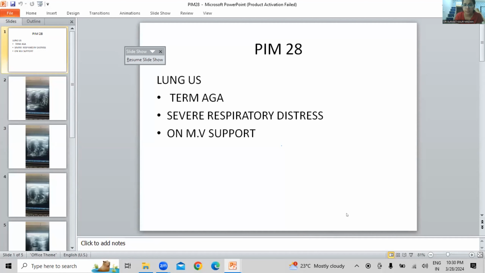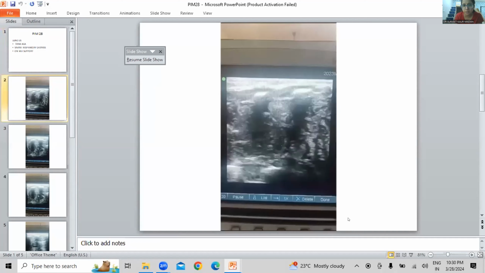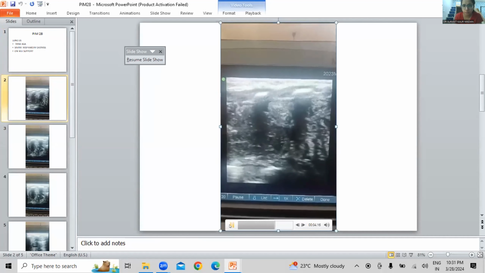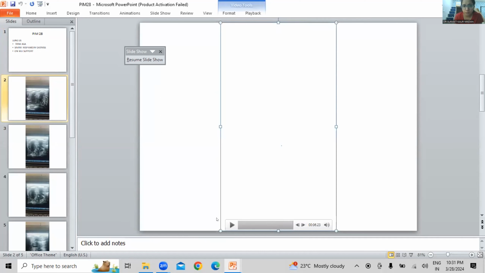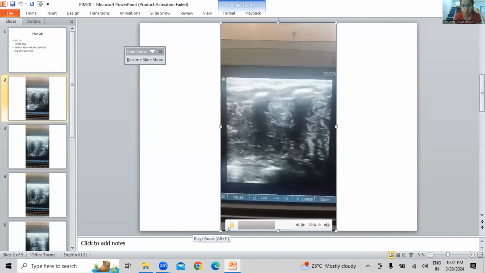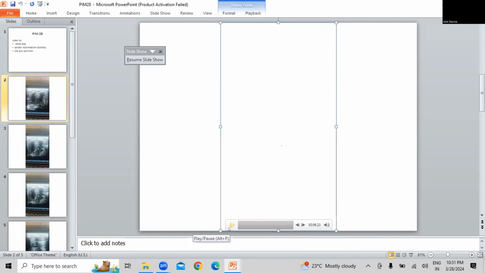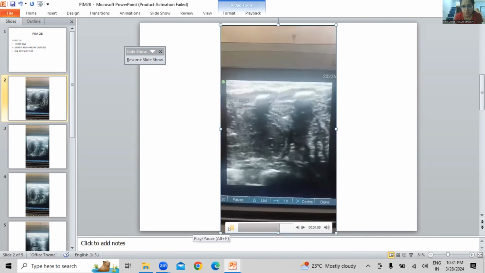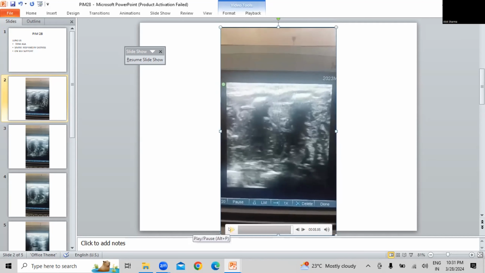This is another baby. It's a term AGA baby presented with severe respiratory distress. So as the baby had low saturations, we had to intubate the baby and put on a conventional mechanical ventilator. So I thought of doing a lung ultrasound. And when I put my probe, this was a picture. There was a batwing sign, definitely, but I couldn't see A lines, I couldn't see B lines. So this was more of a tissue-like picture, or maybe intestines. So my worry is intestines.